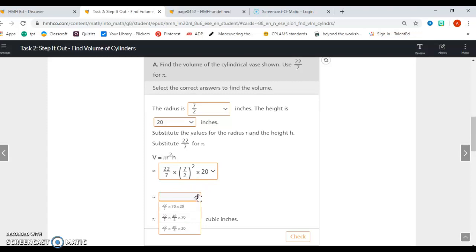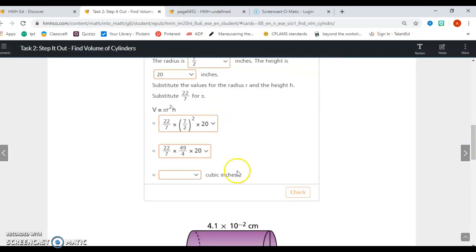And then it's going to ask us to square the radius. So if I were to do 7 squared, 7 times 7 is 49. 2 squared, 2 times 2 is 4. So now I have pi, 22/7, times my radius squared is 49/4. But remember, my height is 20. And last but not least, we have to solve.